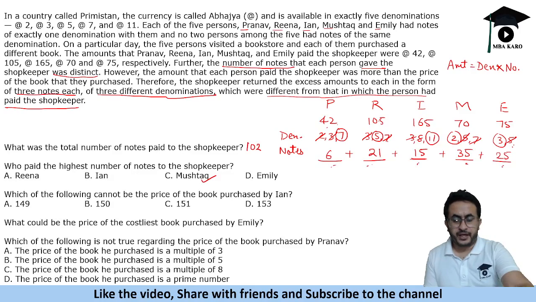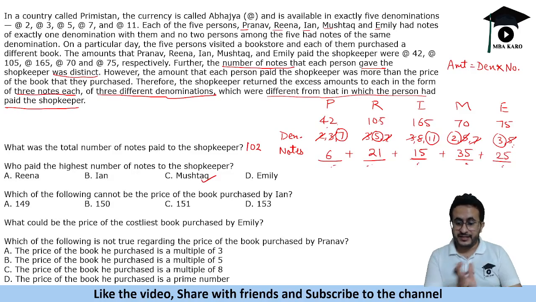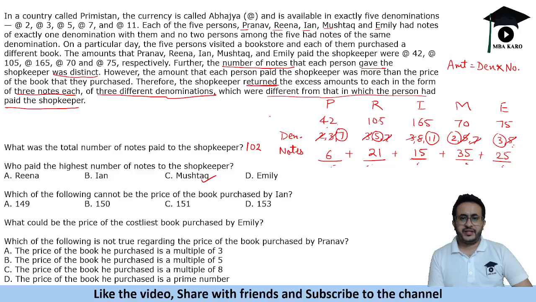Okay. Now we come to the remaining part of the passage, right, which says that this was the number of notes, the amount paid. Now we talk about the remaining thing, that is the amount returned. Okay, it says the amount was returned in the form of 3 notes each of 3 different denominations. So for example, P paid 42. Okay, so he paid in 7.